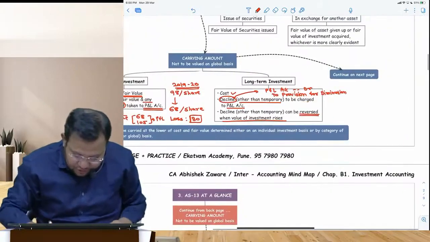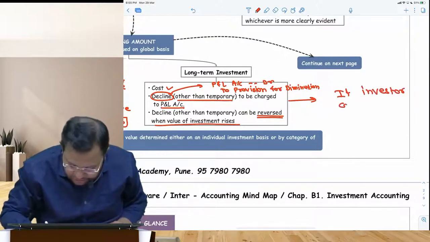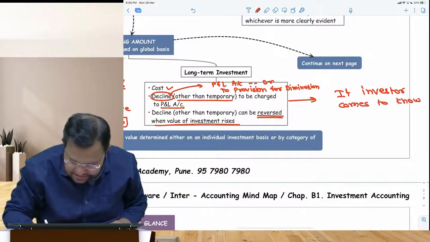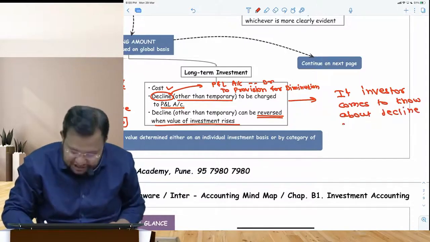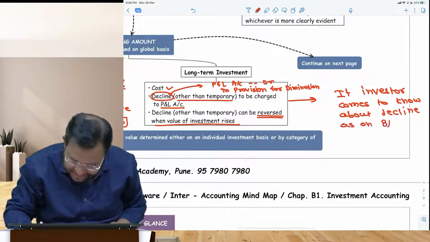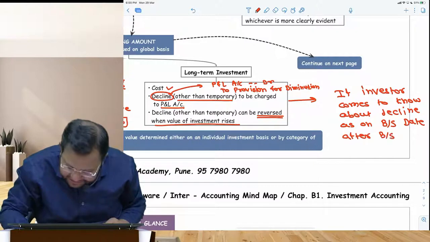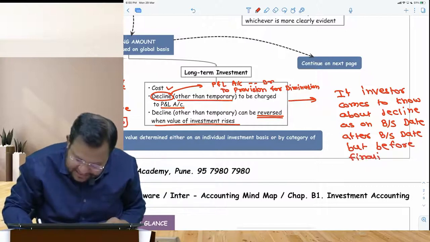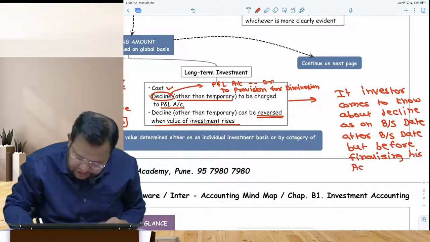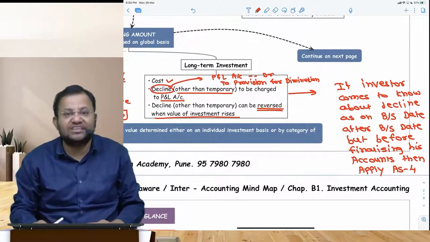If the investor comes to know about a decline which has already taken place as on balance sheet date, after the balance sheet date but before finalizing his accounts, then apply AS 4. AS 4 talks about events occurring after balance sheet date. This is called an adjusting event.